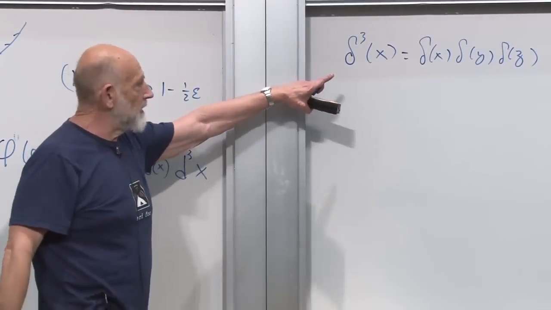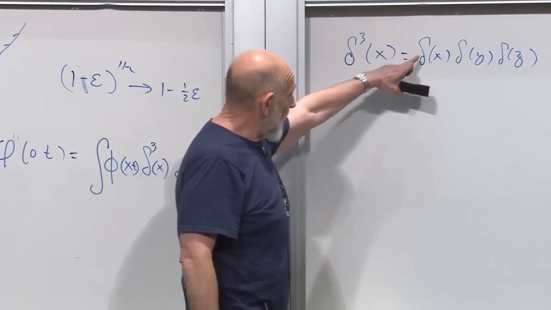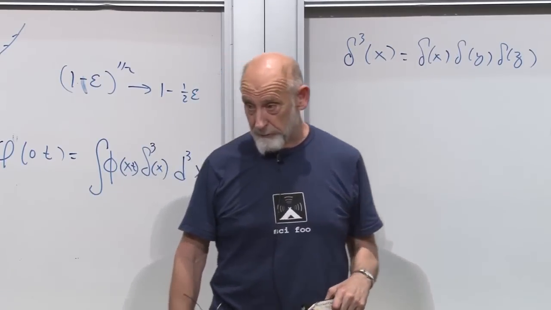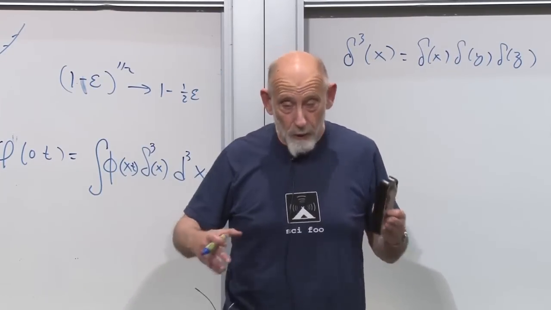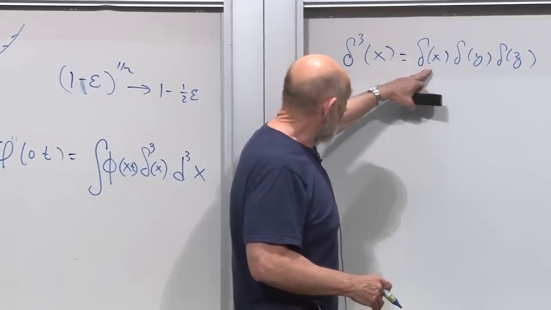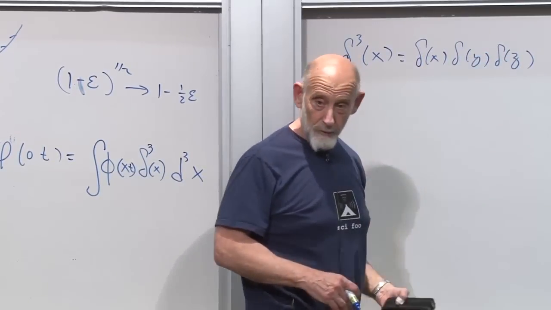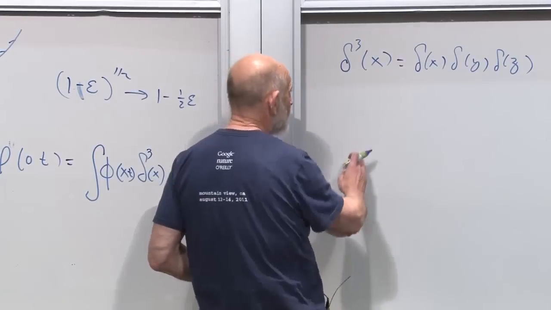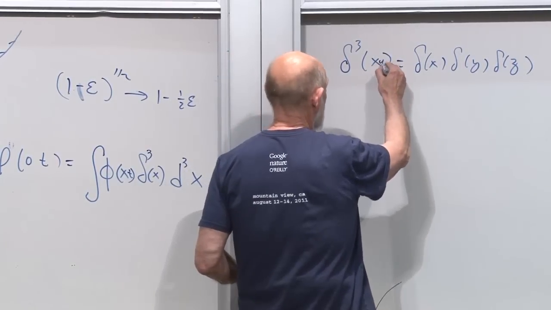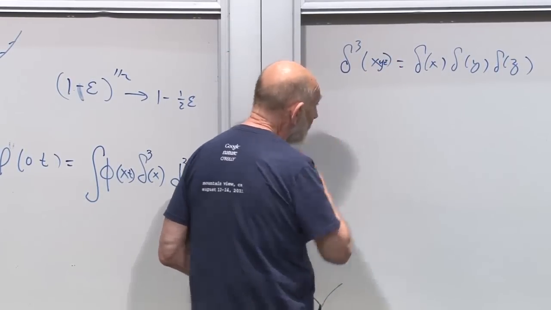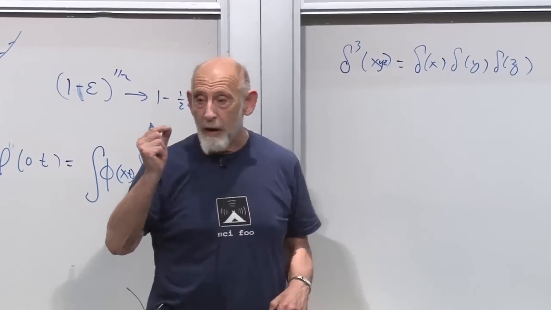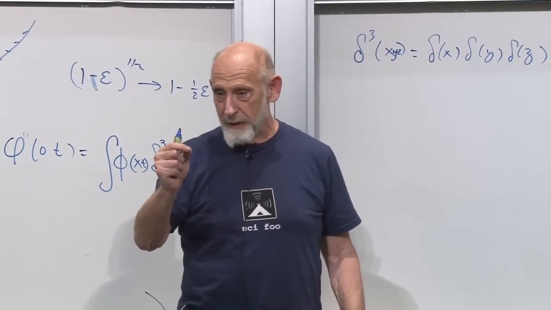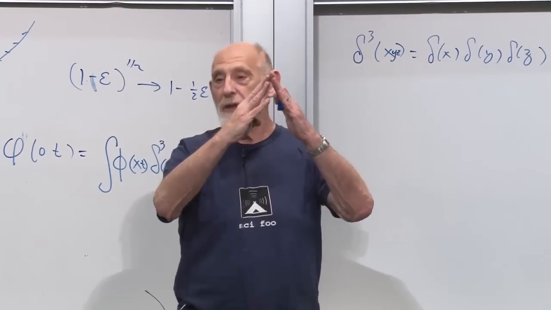Where is this function non-zero? It's non-zero when all three of these delta functions are non-zero. There's only one place where all three of them are non-zero. It's at x equals 0, y equals 0, z equals 0. Okay, so what is it? It's a function of three coordinates, x, y, and z. It's a function of the three coordinates of space, but it only has a value at one point of space. And at that point of space, it's enormously big.